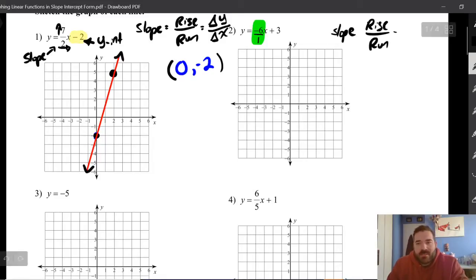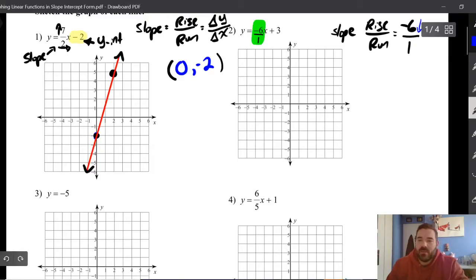So I have a rise of -6. So I'm going to go down 6. And then we have a run of positive 1. So I'm going to go to the right, positive 1. So I'm going to go down 6, and I'm going to go to the right 1.